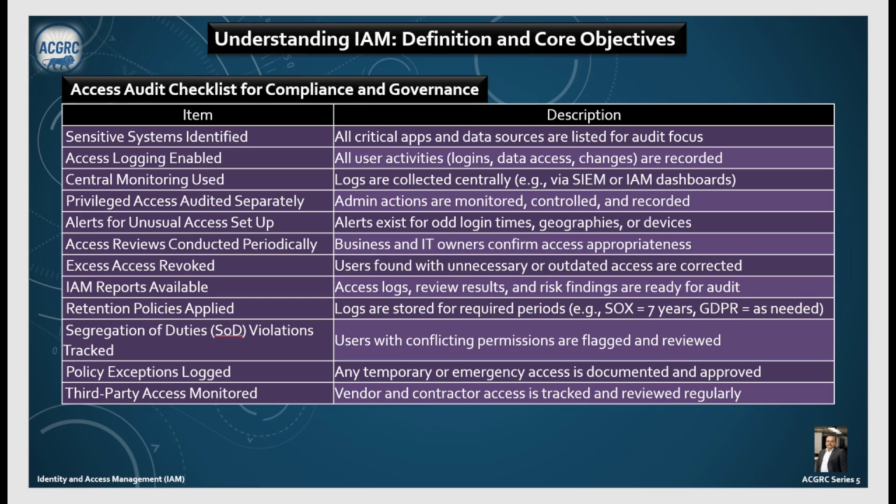Business and IT owners should confirm the access appropriateness. Now, this is something that needs to be done at the very start of it. Once defined, it doesn't change. Having said that, this also means: do you have a periodic review, a quarterly review, or a half-yearly review? Users found with unnecessary or outdated access are corrected, which means how do you know a particular ID or access is outdated or not required? Ideally from the original system. If not, do you have a backup mechanism, a detective control in place, which could be your quarterly review?